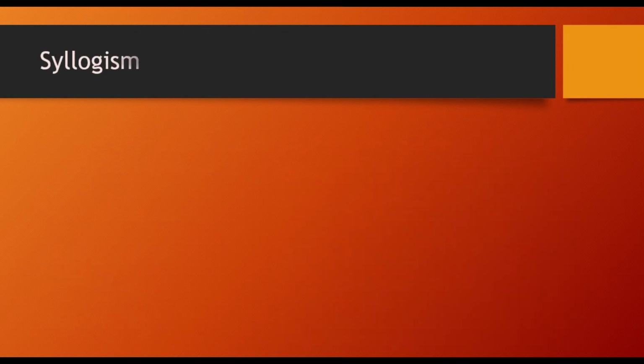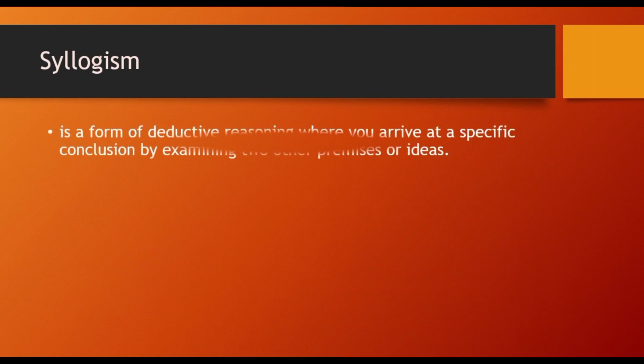Now, the most basic form of deductive reasoning is what we call syllogism. Syllogism is a form of deductive reasoning where you arrive at a specific conclusion by examining two other premises or ideas. So here is an example of syllogism. A implies B. B implies C. Therefore, A implies C.